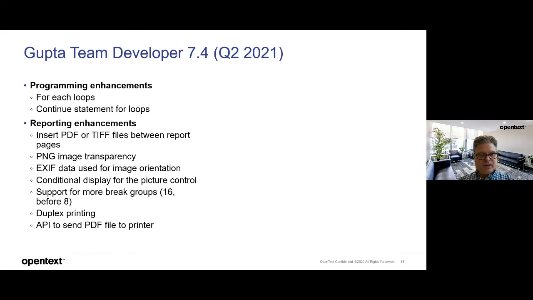You get duplex printing, so you can basically say to use the duplex feature in the printer right from the reporting API, and you have an API to send a PDF file to the printer.